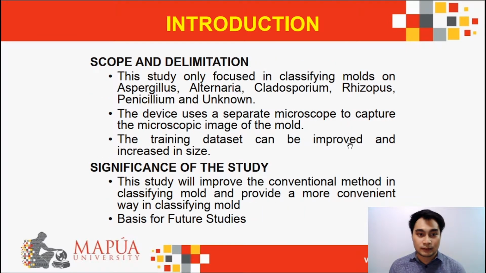With that being said, this study only focuses on classifying 5 different fungi genera, which are the family of Aspergillus, Alternaria, Cladosporium, Rhizopus, and Penicillium. In addition, this system uses only a separate microscope to capture the microscopic mold images. Lastly, we, the researchers, perceive that this study will improve the conventional way to classify mold.